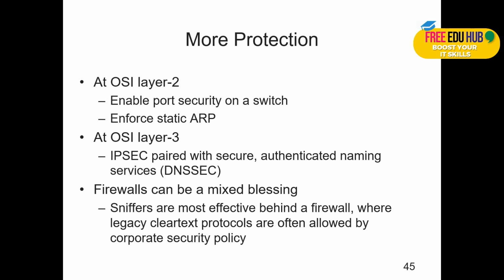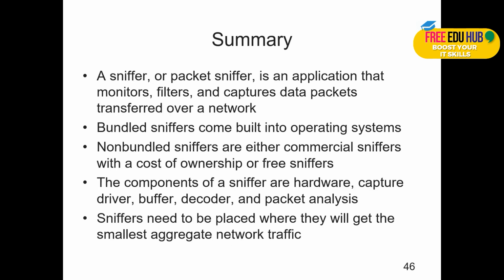Now, more protection is on OSI layer 2, which enables port security on a switch and forces static ARP. ARP is Address Resolution Protocol. At OSI layer 3, IPsec, paired with secure authentication, naming device, DNS security, and then firewalls can be mixed blessings. Sniffers are the most effective behind a firewall, where legacy clear text protocols are often allowed by corporate security policy. And that brings us to the end of chapter number 4.